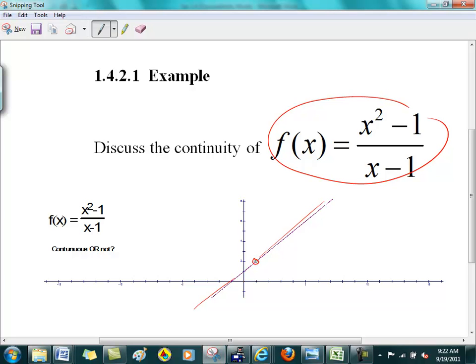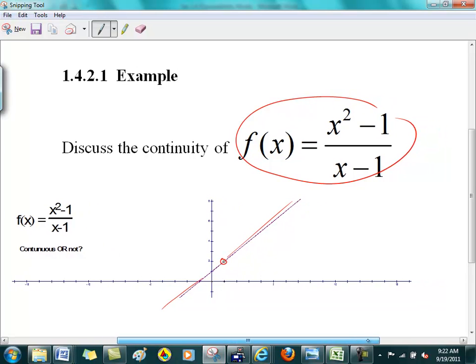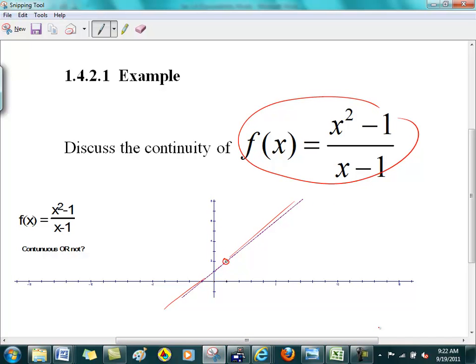Here, it's got a hole in there. Right? So, is it a continuous function? No. Not the way it is. Is this discontinuity removable? Well, let's see. What do we do? How? Mathematically. Yeah, Henry. Factor. Tell me.